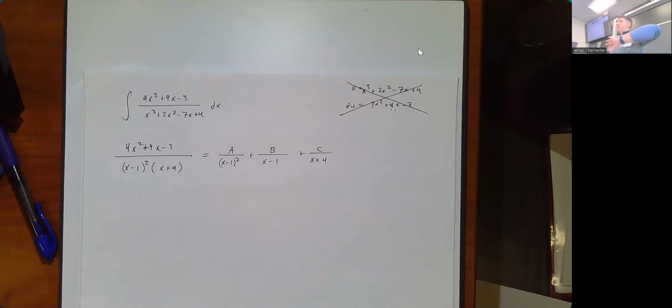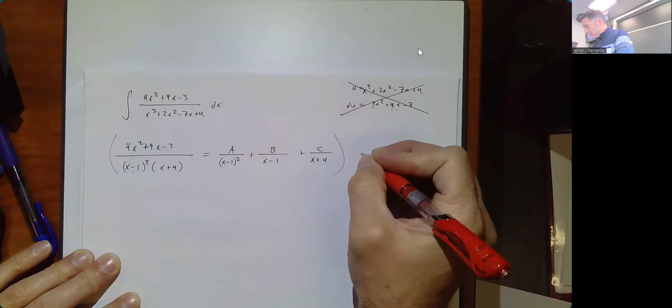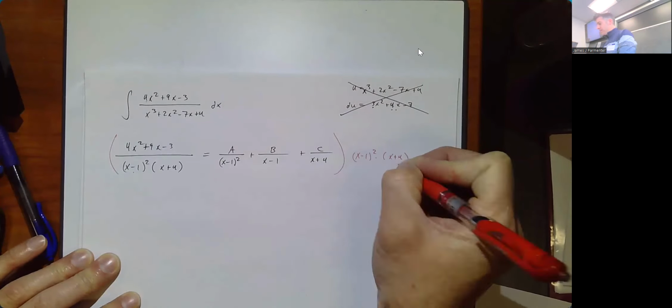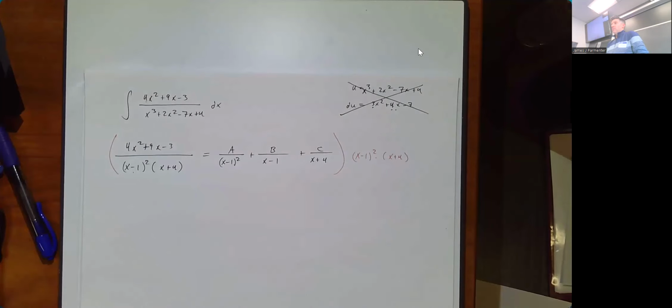The key step here that I think people tend to forget is that at this juncture, you have to multiply both sides by the common denominator. So I'm going to multiply both the left and right by x minus 1 squared times x plus 4. And the left-hand side, or the thing you started with, is always going to have the same result. You're going to get just the numerator.